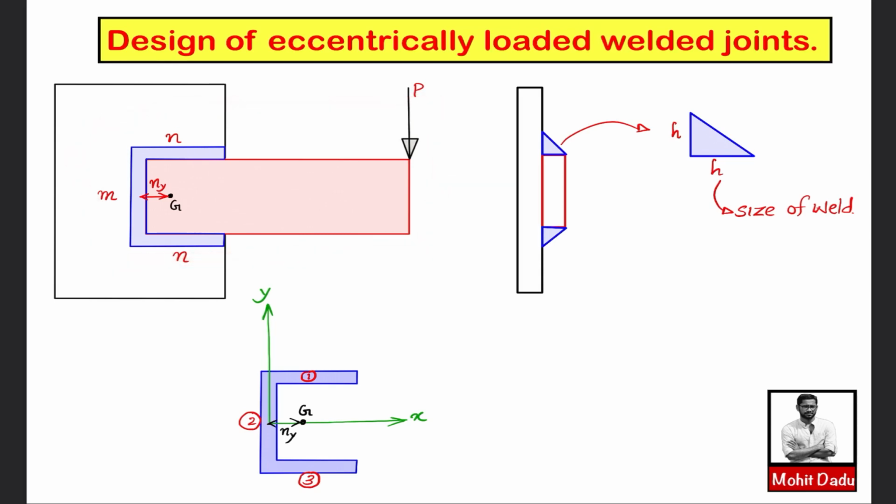If you are having the side view, then it will look like this. The base plate will be coming here and the jointed plate will be shown in this red color, and this will be showing the welded section corresponding to these sections. Usually in the design of welded joints, the welded cross sections are assumed to be isosceles triangles. That means a triangle with two equal sides, and that side we are taking as h, and that h is known as the size of the weld. So here we have to evaluate this size of the weld.